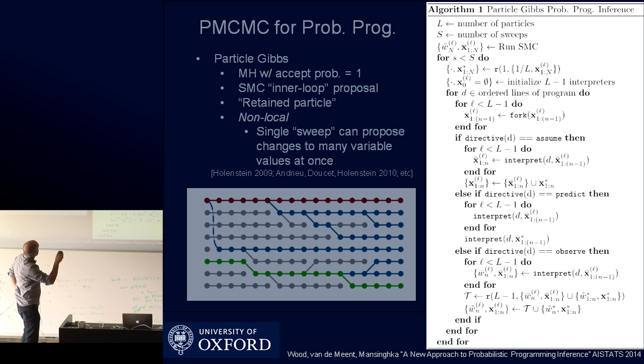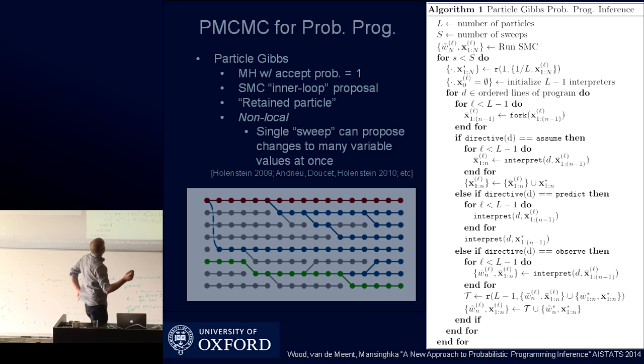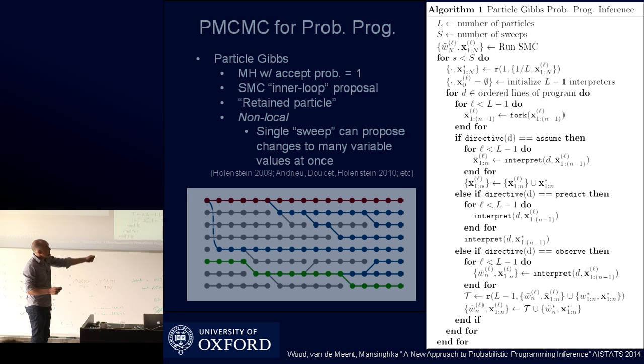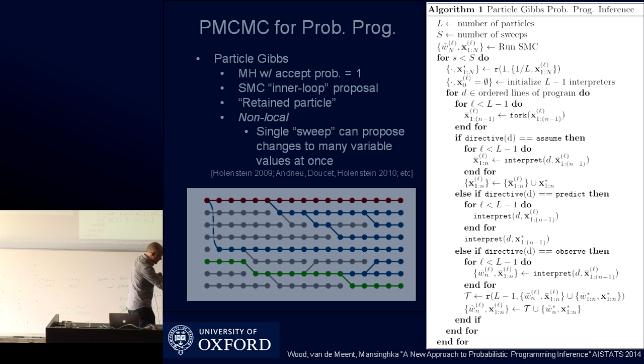That's true. Okay. So you initialize this algorithm for probabilistic programming inference by running sequential Monte Carlo. That generates a weighted set of sequences of interpreter memory states. Then, on all subsequent iterations of the algorithm, we pick one of those. This little R stands for sample or resample from the set of sequences of interpreter memory states, and we're going to sample uniformly from them, and that's going to give us a retained particle. That's this X star 1 to n. So this is a sequence of interpreter memory states, but it's a good one. That'll make sense in a little bit.